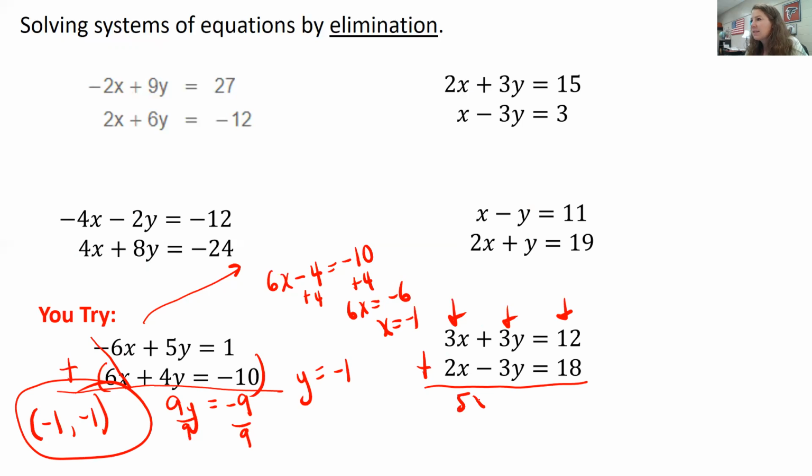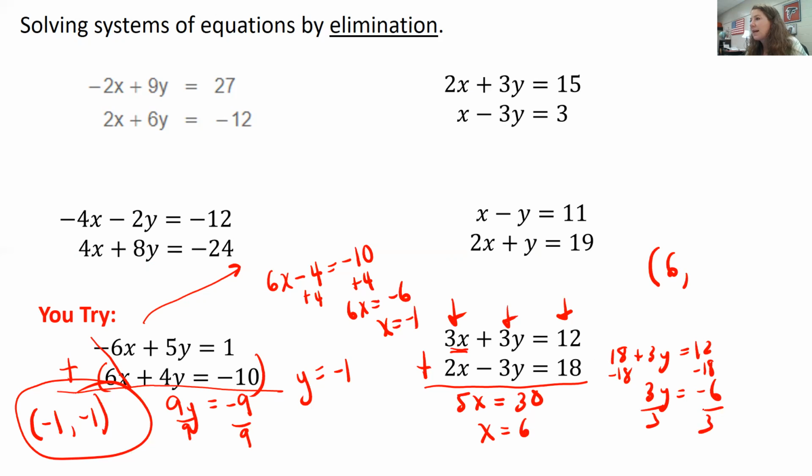we have 5x equals 30. And then when we divide by 5, we get 6. So our x value is 6. And then if I plug in 6 right here, 3 times 6 is 18 plus 3y equals 12. And then when I subtract 18, I get 3y equals negative 6. Divided by 3, I get y equals negative 2. So when I check my answer, I get 12 plus 6 is 18, which is correct. Yay, did you guys get these answers?